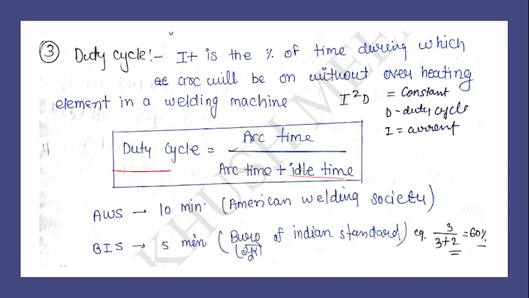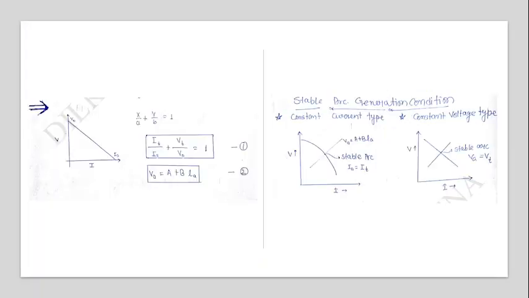So mostly in AWS and BIS, we try to maintain at least 60% duty cycle. So that 60% of the time your arc will be present and there is no idle time. So this is one more term, duty cycle. Okay, now this is your VI characteristic.